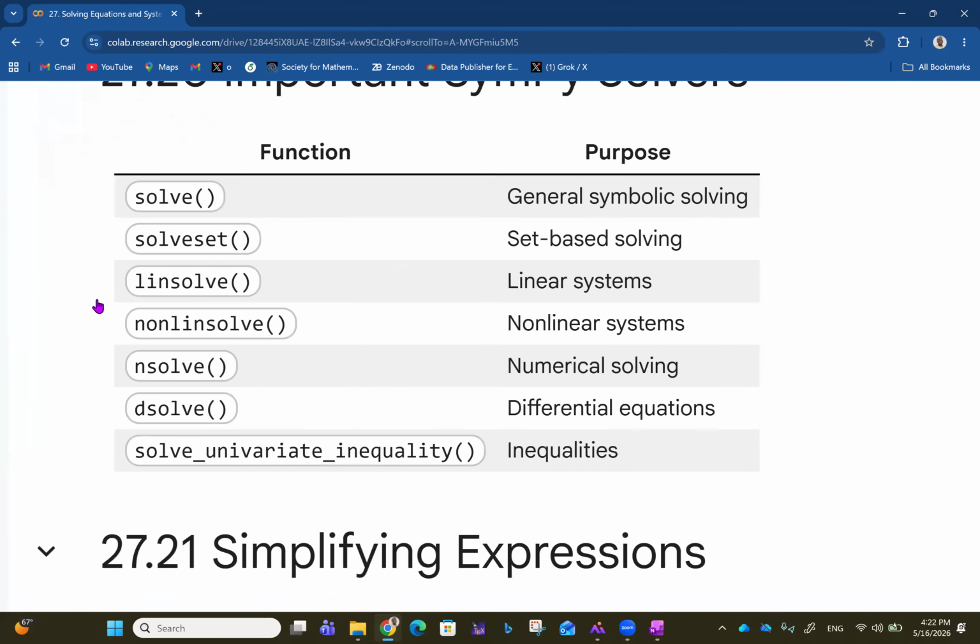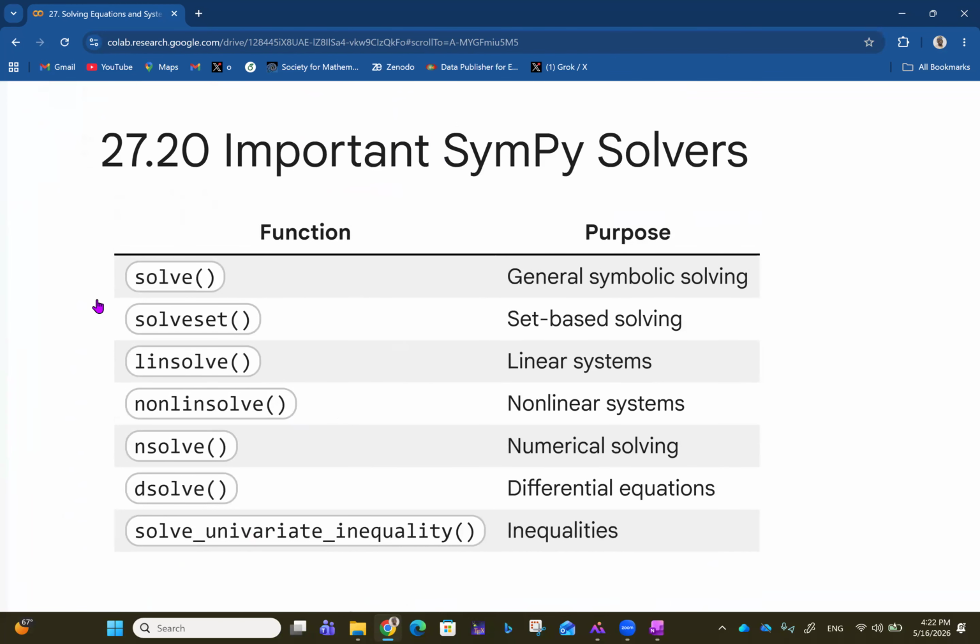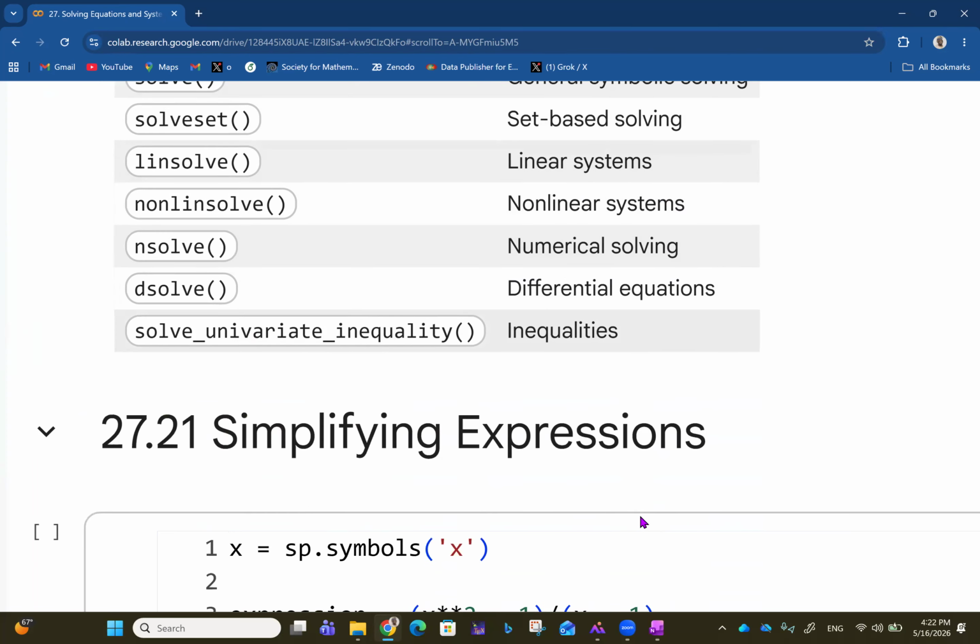Then we have some important SymPy solvers now. You use solve for general symbolic solving. You use solveset for set-based solving, like when you're solving trigonometric equations. You use linsolve for linear systems. You use nonlinsolve for non-linear systems. You use nsolve for numerical solving. You use dsolve for differential equations, and of course, solve_univariate_inequality when you're dealing with inequalities. So these are some of the things we've encountered.